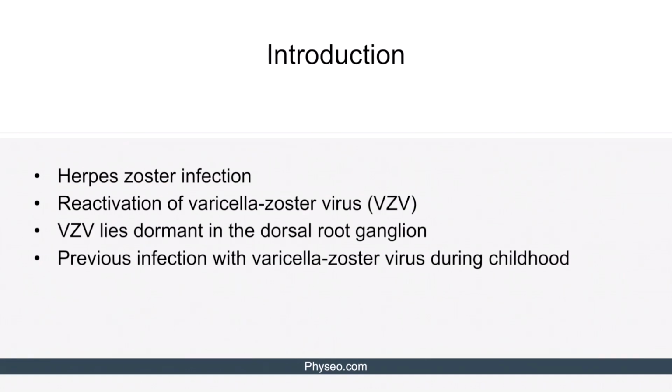Shingles is also known as herpes zoster infection that occurs as a reactivation of varicella zoster virus, or VZV. Varicella zoster virus lies in its dormant phase in the dorsal root ganglion after its primary infection during childhood.